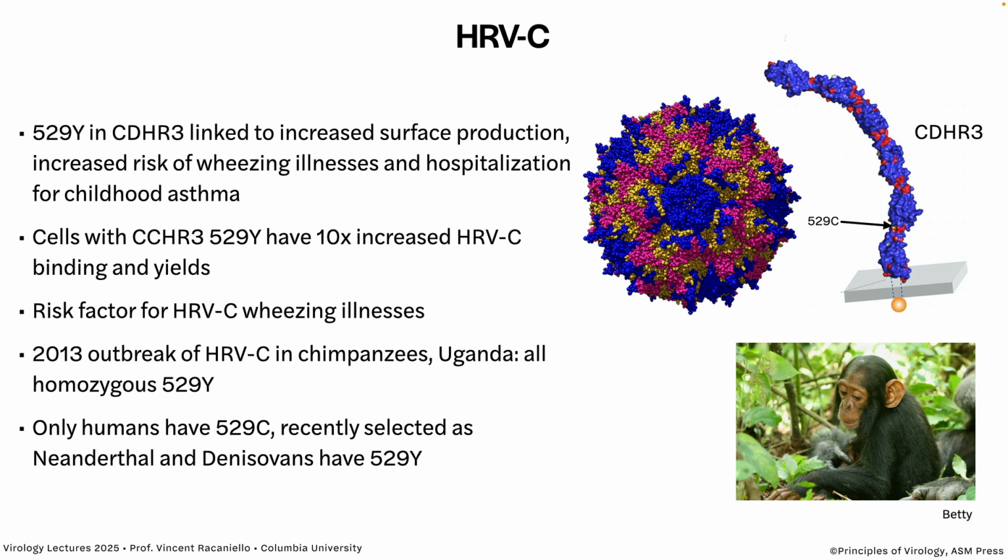Neanderthals do not. Denisovans do not. In other words, only humans have undergone selection for a severe illness that has selected for hosts that have 529C. And the Neanderthals and Denisovans either didn't encounter the virus or it wasn't long enough. But chimps never see it, so there's no selection in chimps for 529C. They all have 529Y, and if they encounter the virus via humans, they can get very sick. So, a very interesting example of how the receptor can control the outcome of disease.